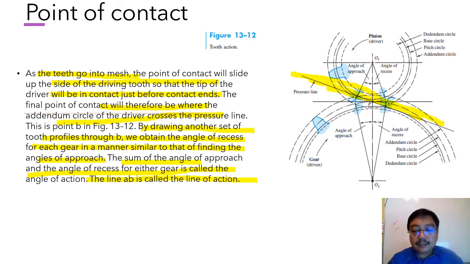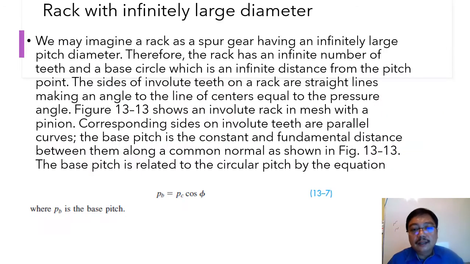The same goes for the gear. Now the rack, with infinitely large diameter. We may imagine a rack as a spur gear having an infinitely large pitch diameter. Therefore, the rack has an infinite number of teeth. Let me explain.